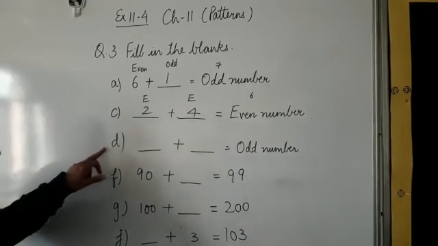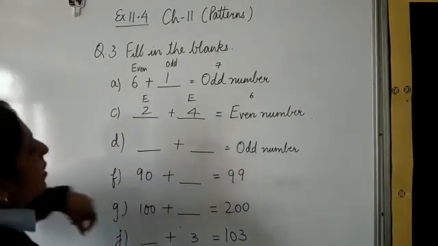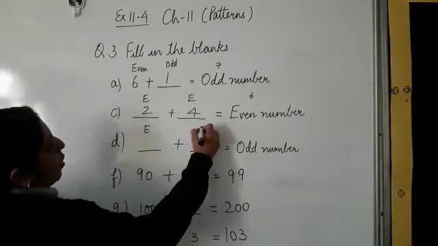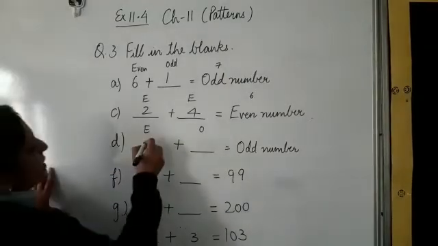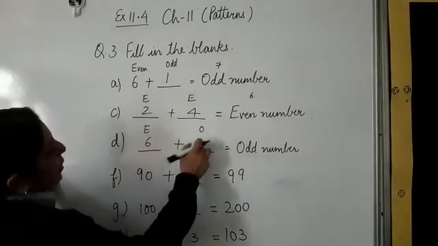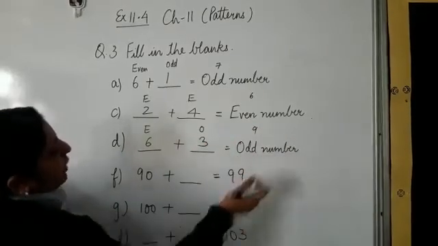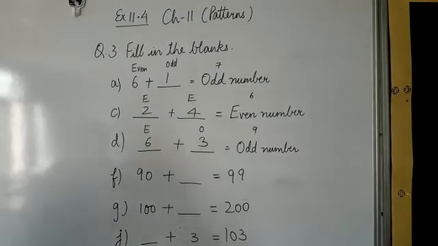Now the D part says dash plus dash equals an odd number, which means you have to give one even number and one odd number. Now even number you can take as 6, odd number you can take as 3. 6 plus 3 is 9, so you have got an odd number. This is the way you are going to complete your blanks.